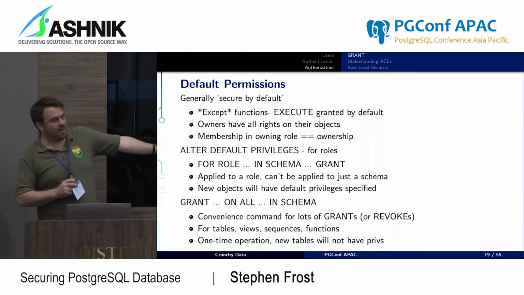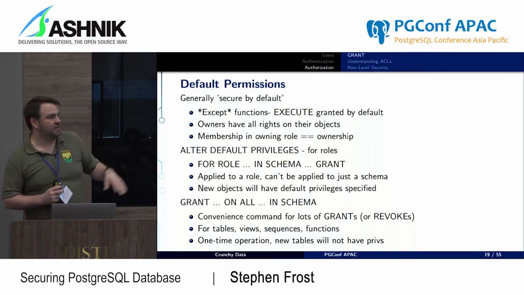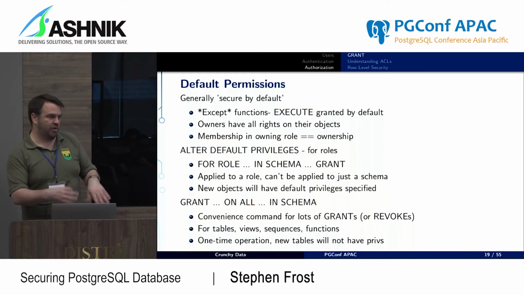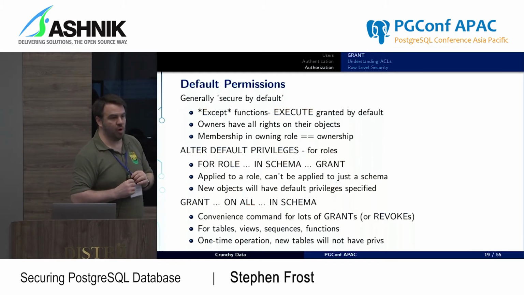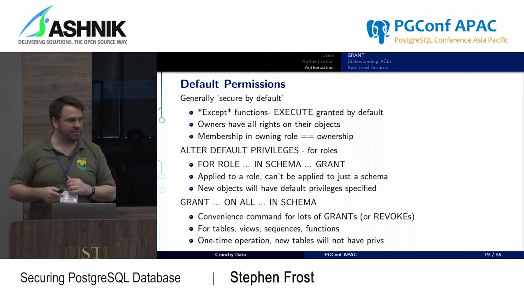But this is a one-time operation, right? New tables and new objects won't get these. So you can do just a global grant all. But if you want something that persists, you're going to need to set up default privileges. Does that make sense?